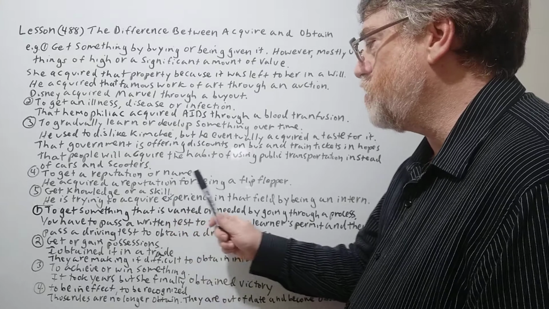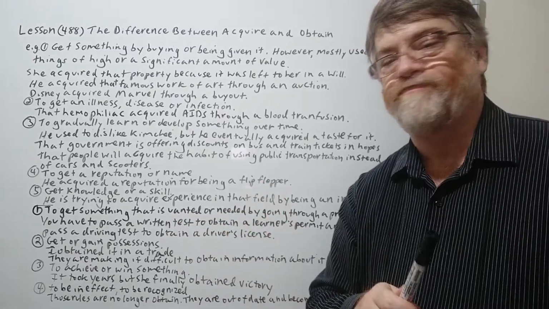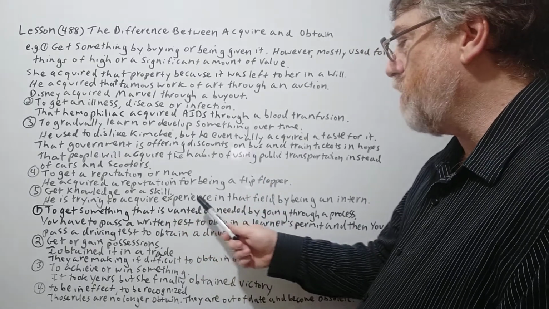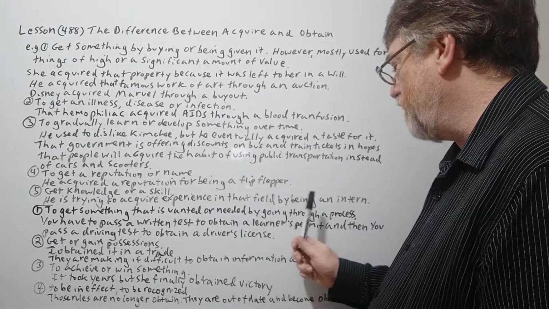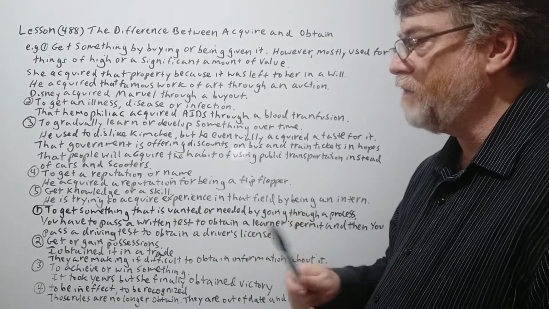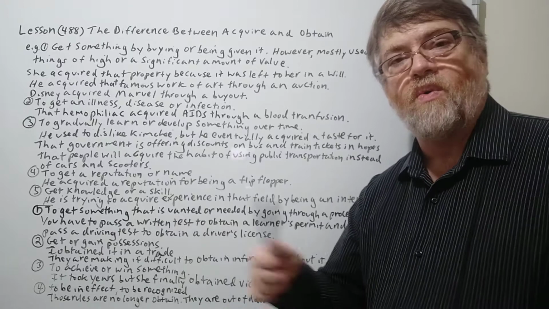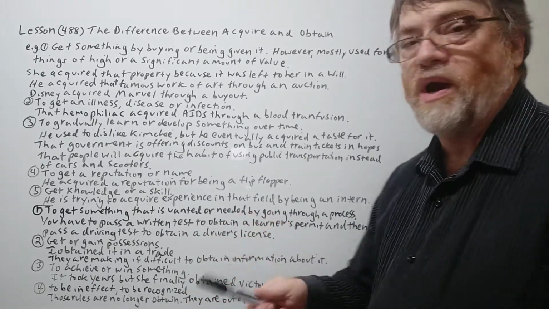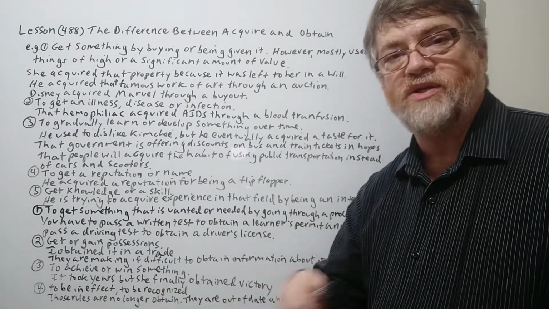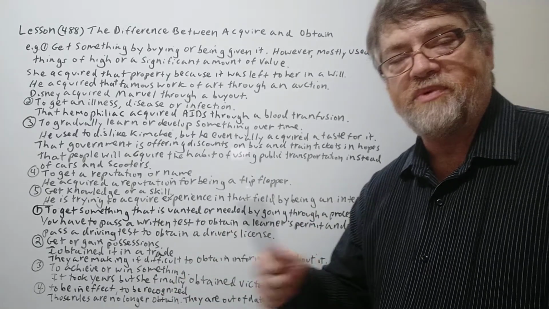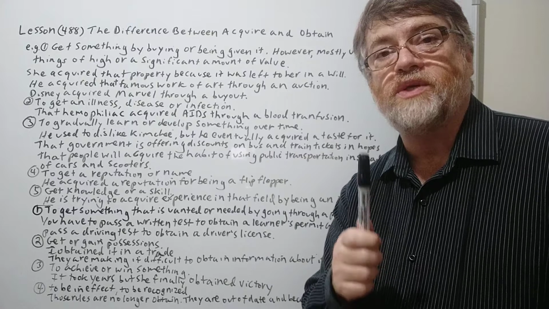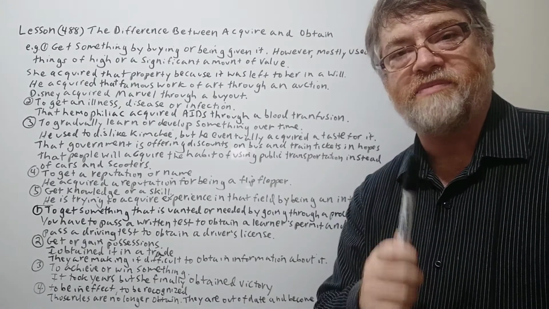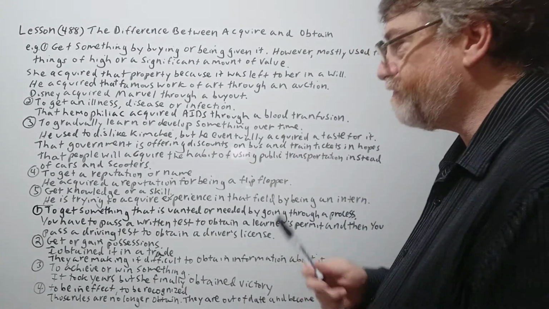Number 5. To get knowledge or a skill. Okay. He is trying to acquire experience in that field by being an intern. Or, over time you could acquire a lot of knowledge about a certain subject, or you could acquire a lot of experience over years, working anywhere in a particular place. So you would use acquire. It's more likely than obtain in this sort of situation.